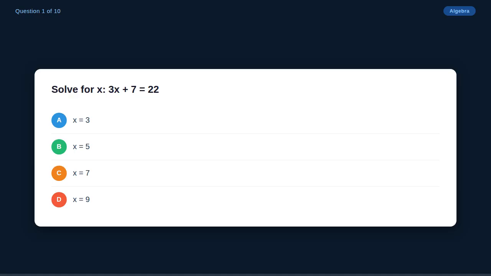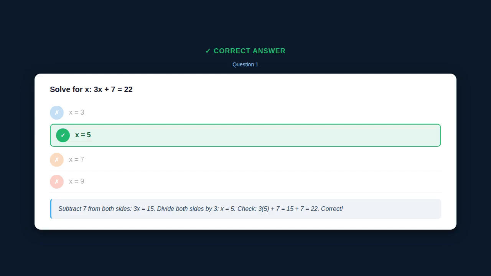Subtract 7 from both sides: 3x = 15. Divide both sides by 3: x = 5. Check: 3(5) + 7 = 15 + 7 = 22. Correct. Question 2 of 10.